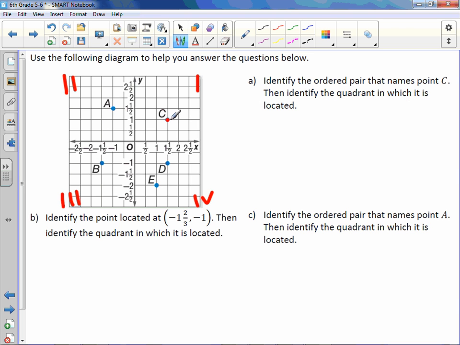Name point C. Well, in this case, if you look at our x and y axes, they're actually counting by halves, which is okay. They can count by any number as long as it's consistent. So my x value is 1 and 1/2, so I'm going to write that first. 1 and 1/2. So this is my x value. And my y value, if I go across, is positive 1. So this point is 1 and 1/2, comma 1. And it is located in quadrant 1.